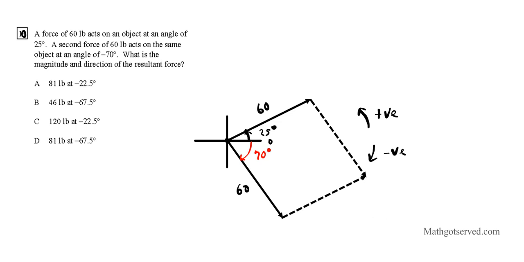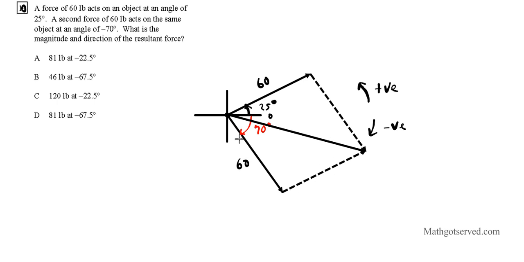Our resultant vector is going to be the vector that starts from the origin and ends at the tips of the two translated vectors. So this vector right here is the resultant force. That's what we're looking for: the magnitude and its direction from 0 degrees. Let's go ahead and see what we can figure out with this information that we have.